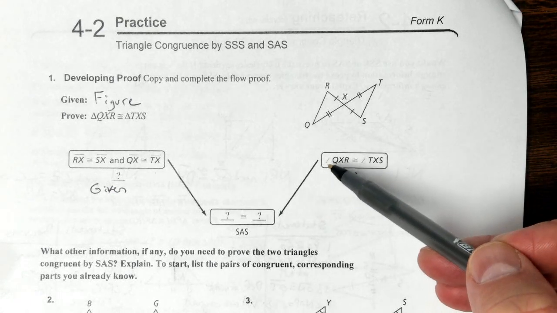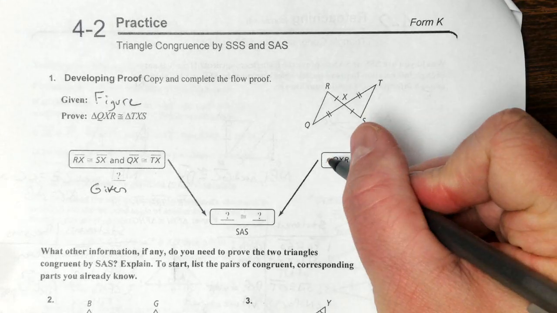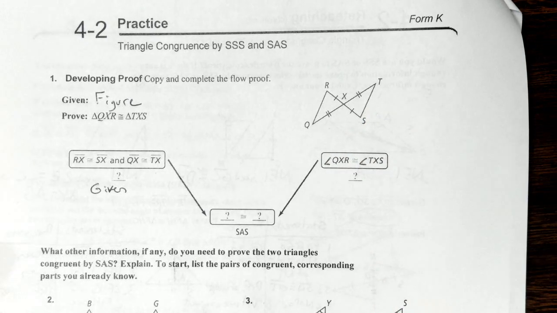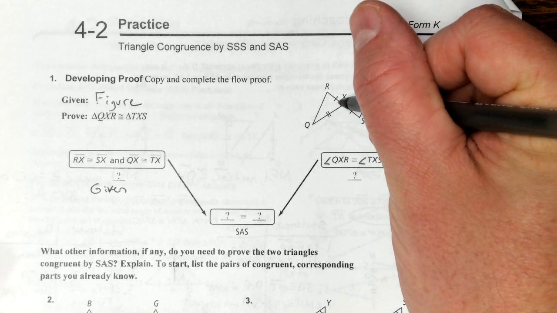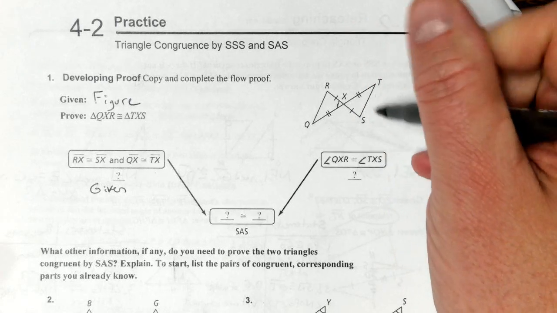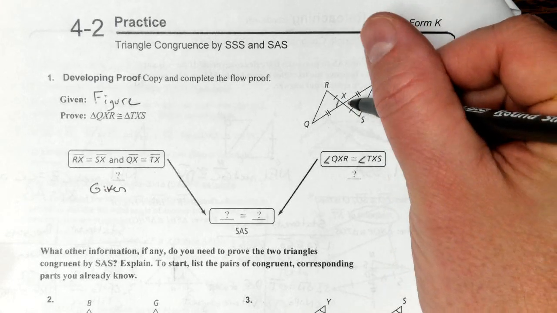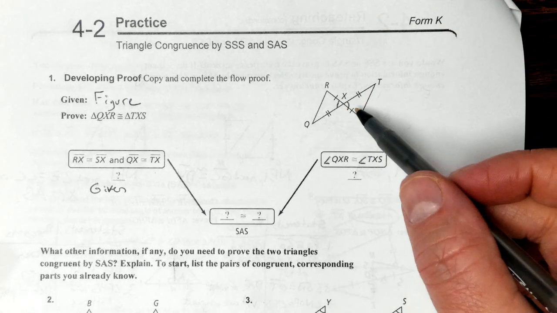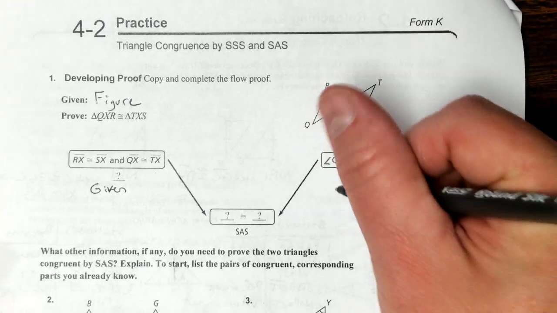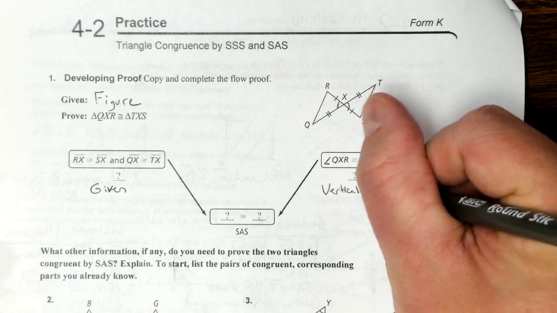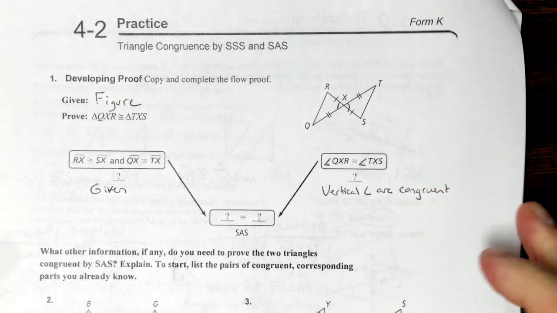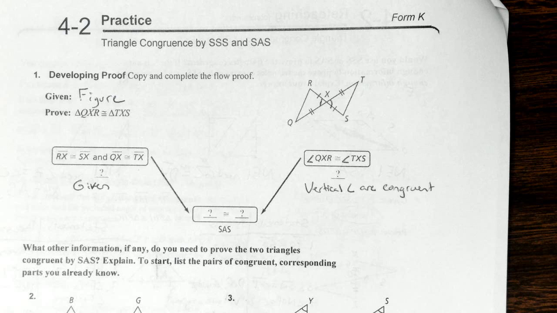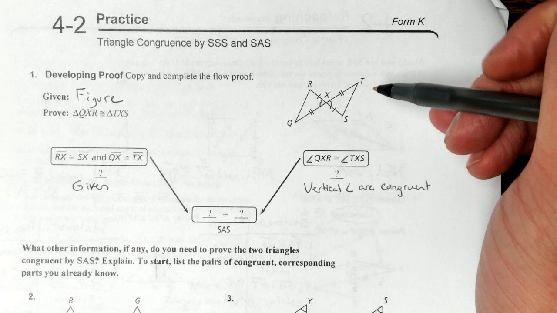Now this part, it's not really that dark, so I'm just going to darken it. It's those angles. And so you've got QXR, so that's this angle, and TXS. TXS is this angle. So those are your vertical angles. So we put vertical angles are congruent.